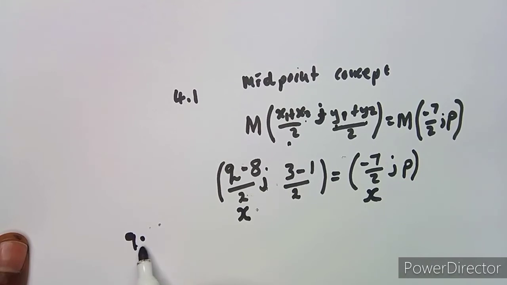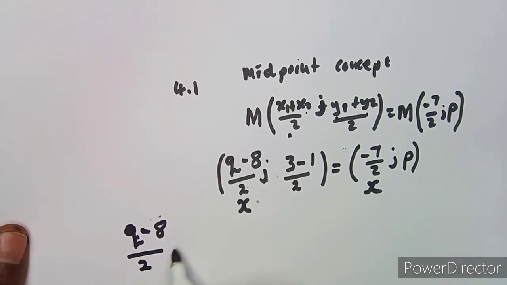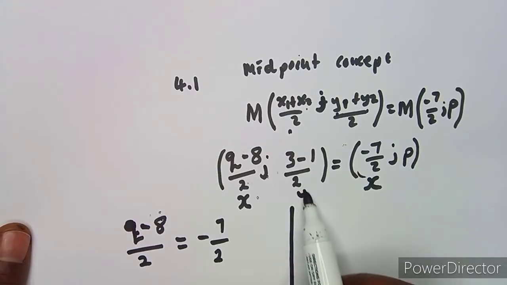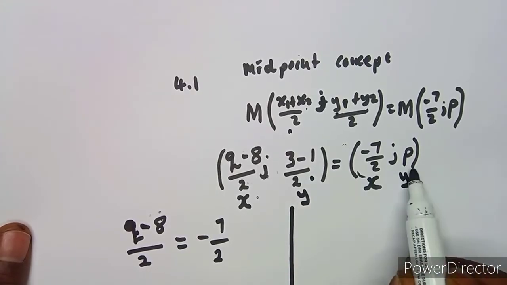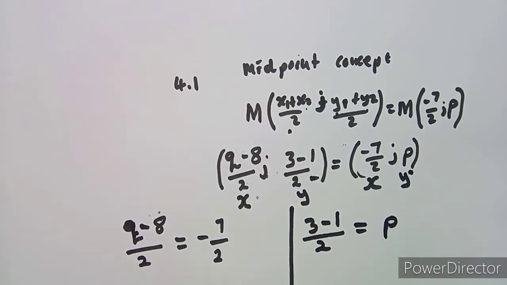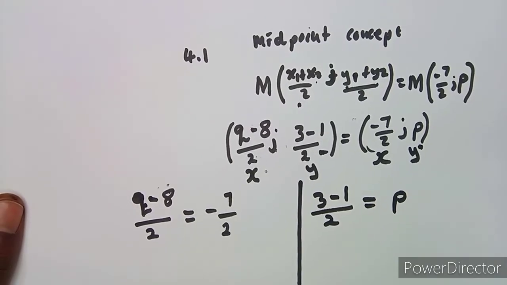So q minus 8 over 2 is equal to the value of x here, which is minus 7 over 2. You do the same for y here. This is your y, this is your y, so definitely these two are equal. So 3 minus 1 over 2 is equal to p. You can solve your equations just like that.